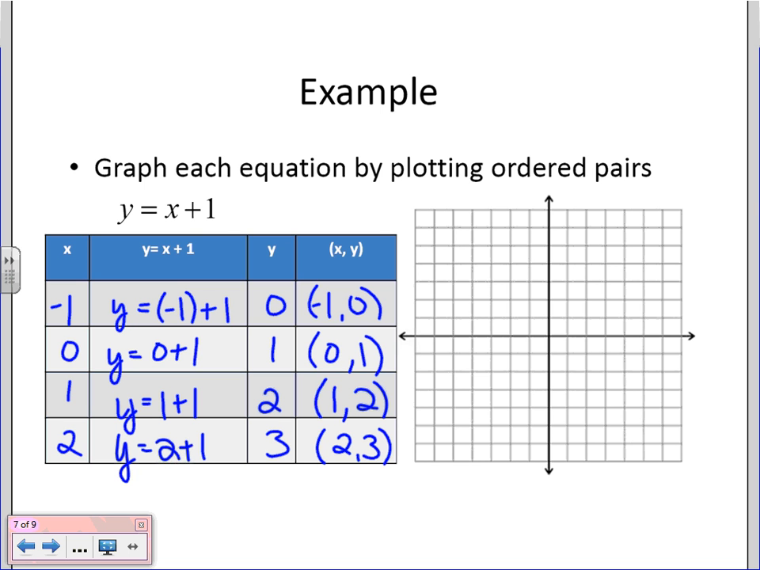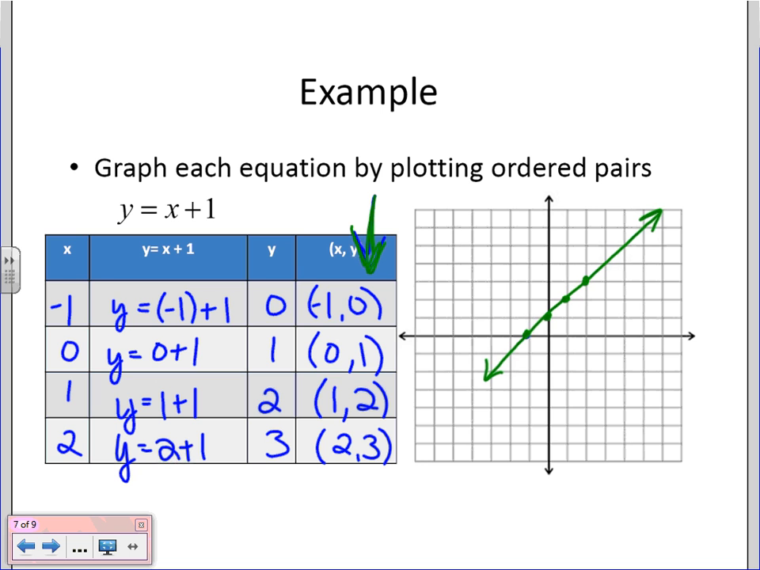Okay, and then we want to come over here to our graph, and we want to graph them. I'm looking right here at my ordered pairs. So negative 1, 0, 0, 1, 1, 2, and 2, 3. And then we draw a straight line through that and arrows on both ends to make sure that it goes on forever. And this, my friends, is what a linear equation looks like. It is a straight line.